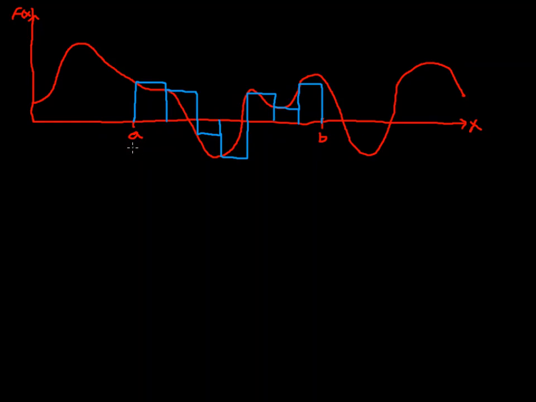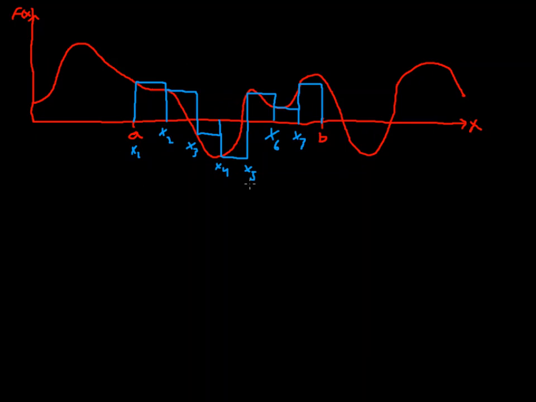We can call where this rectangle starts x1. The next rectangle starts at x2, and all of these x values should be evenly spaced. Then x3, x4, these are just subscripts, x5, x6, and x7. These are the starting points for the rectangles. I didn't do this one because no rectangle starts here. Okay, so now we can sum up the areas of each rectangle.